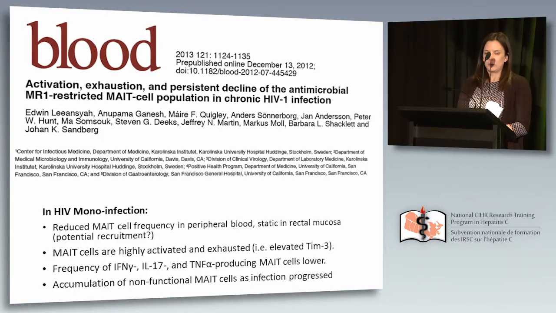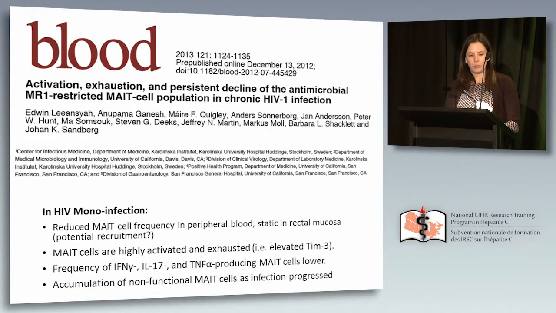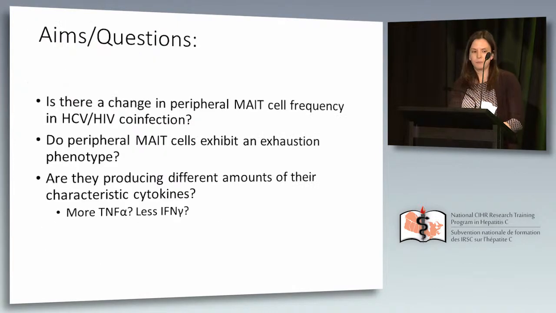In HIV infection, it's been shown that these MAIT cells have a reduced peripheral frequency. However, they remain static in the mucosal areas, suggesting that they may be recruited from the periphery to the mucosa. These cells have been found to be highly activated, and they show markers of exhaustion by the expression of TIM3 and PD1. As well, the frequency of these cells that are able to produce cytokines or factors that activate the immune response, be it profibrogenic or antifibrogenic, is reduced in HIV infection. And the accumulation of these non-functional MAIT cells increases as infection progresses.